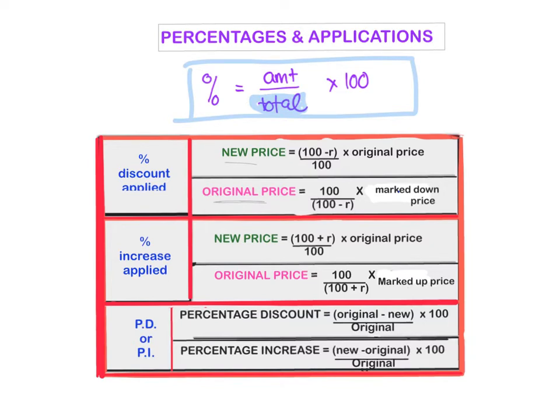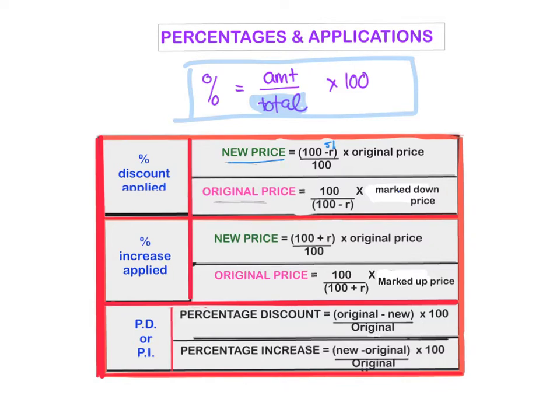In our scenario, if we're in, say, a shop and a discount is applied to an item, and you're trying to find the new price, say it was a 5% discount, you'd say 100 minus 5% over 100, and then you times the original price. So say the original price was $100, and you got a 5% discount, you'll find that ends up being 95. Okay, so that's if you want to know what the new price is.